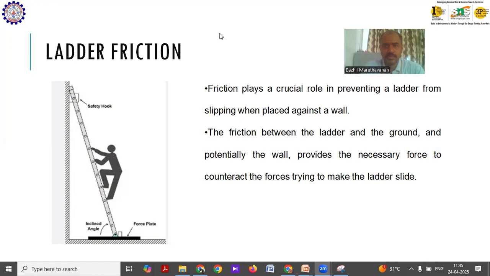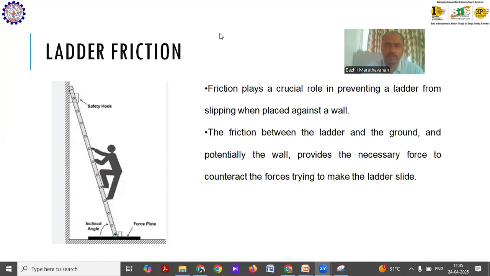Good morning. In the last class, we have seen static friction. Now we will see one application of friction and how the frictional force helps to maintain the system in equilibrium condition. The applications of friction are ladder friction, wedge friction, screw friction, and belt friction. Now we're going to see in detail about ladder friction.